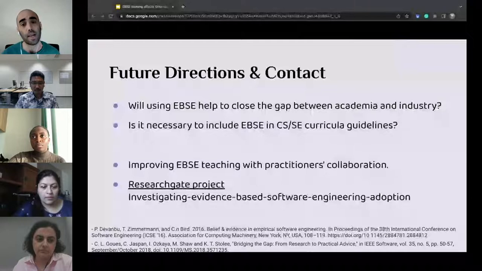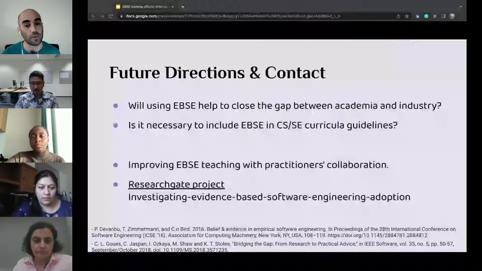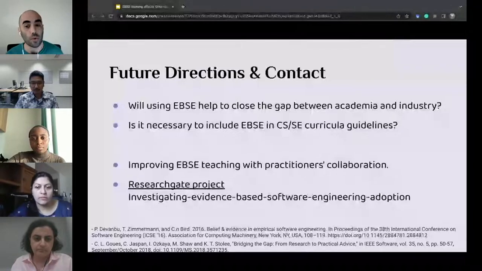Last year, we created scenarios of use of evidence with practitioners from government and industry. We used these scenarios to improve our course, and we are now analyzing the data. If you're interested in this work, you can contact us. You can also join our project on ResearchGate. In this project, we use several qualitative methods to improve EBSE adoption.